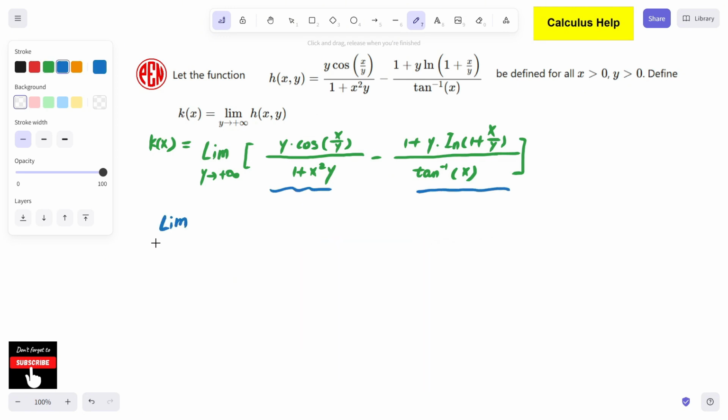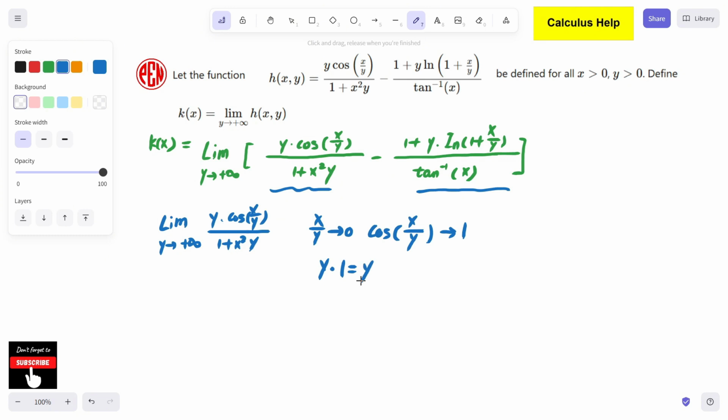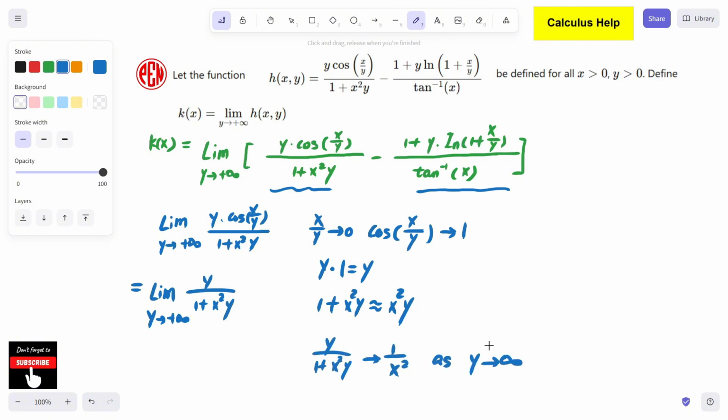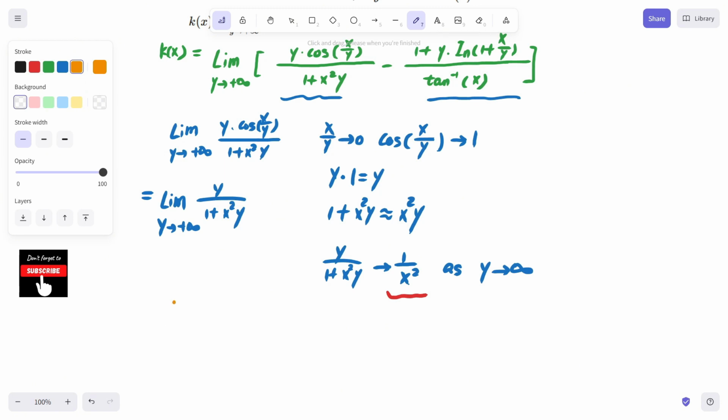Look at the first term. We have y times cosine of x over y, divided by 1 plus x squared times y. As y becomes very large, the quantity x over y becomes very small, approaching 0. So cosine of x over y gets very close to 1. That means the numerator becomes approximately y, and the denominator becomes approximately x squared times y. So the whole expression becomes y divided by x squared times y. The y's cancel out, and we are left with 1 over x squared. So the first term approaches 1 over x squared as y goes to infinity.